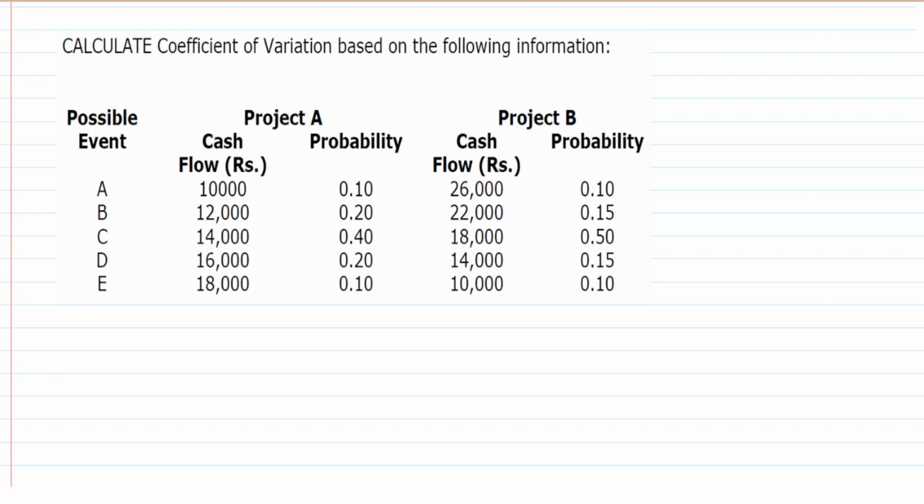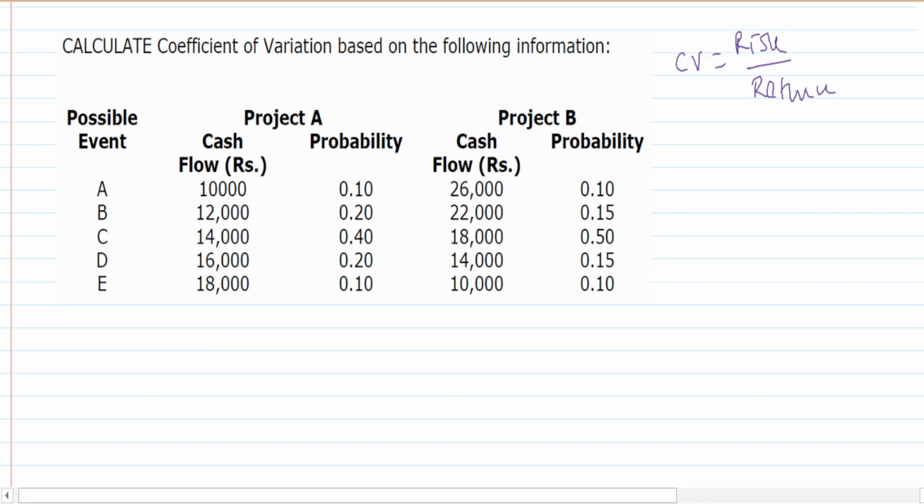Calculate coefficient of variation based on the following information. So for project A and project B, they have given us the cash flows and the probabilities. We have to work out the coefficient of variation. Now, coefficient of variation, we know it will be risk divided by return, right? That's the formula to get the coefficient of variation.